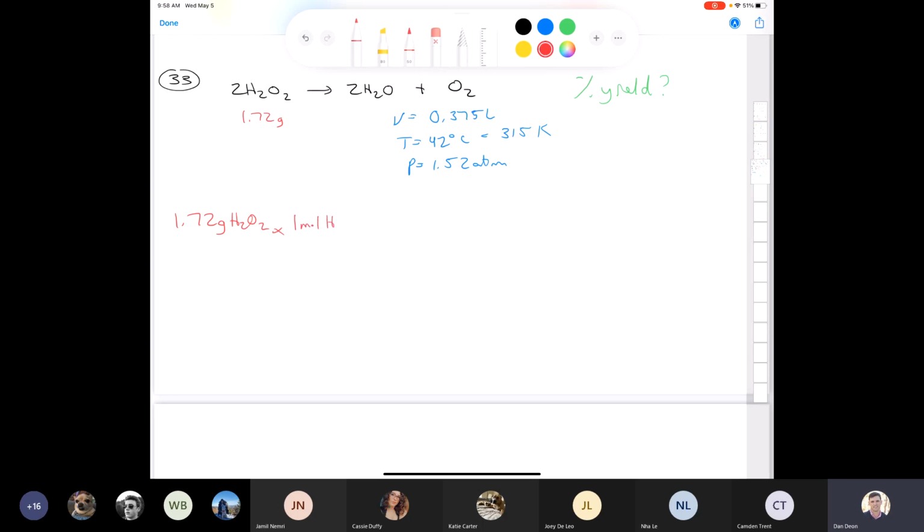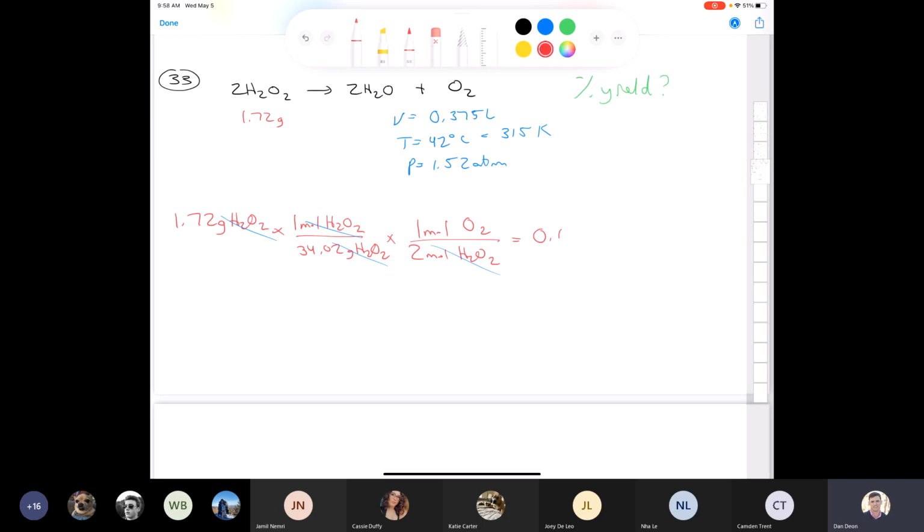So I have 1.72 grams of hydrogen peroxide. I know that in 1 mole of hydrogen peroxide, I have 34.02 grams of hydrogen peroxide. If I was to stop right here, all I would have is the number of moles of hydrogen peroxide. But I need to determine the number of moles of oxygen that I could make, so I need another conversion factor. I know that for every 2 moles of hydrogen peroxide consumed, I form 1 mole of oxygen. So I have 2 moles of H2O2, and I produce 1 mole of O2. Units cancel, and I end up with the number of moles of oxygen that I could produce, the maximum.